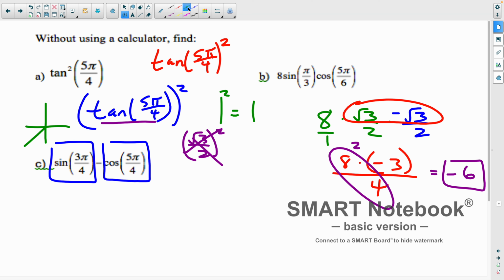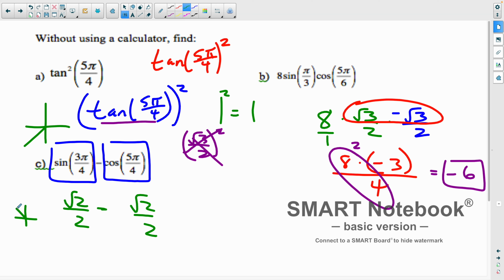What's the reference angle for sine? 45. They're both 45s, right? Except there are 2 different quadrants, right? So I'm going to go and do this. That's square root of 2 over 2. That's square root of 2 over 2. I'm going to make sure that I have my negative in there. Where's 3 pi over 4? Second quadrant, which is positive for sine, so that one's there.